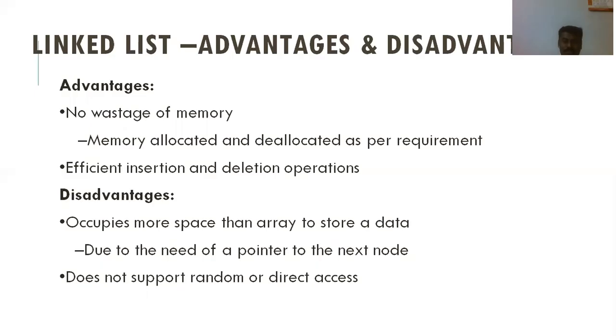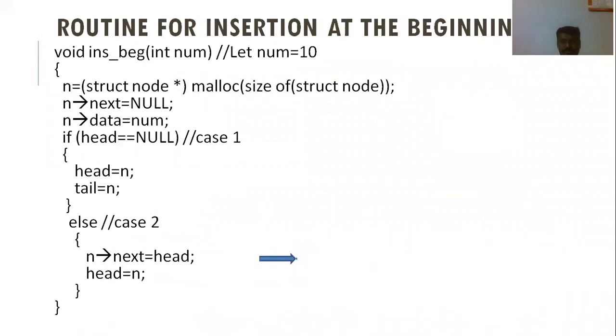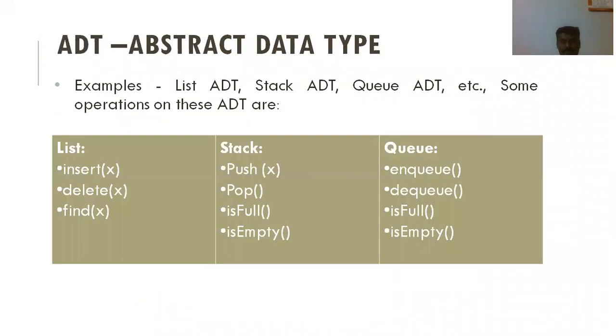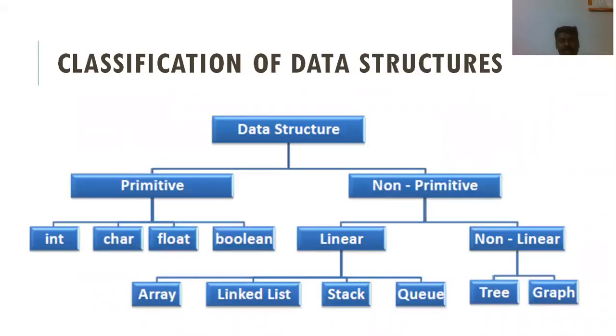Okay, these are the few important concepts of the linked list under the basics of data structures. Now I'm going to review the few important concepts under data structures. A data structure is a way of organizing, storing, and editing data in relation to each other. Based on relation, you can store the data in your memory locations. Data structures have two important types: primitive and non-primitive. Under primitive, you have integer, character, float, and boolean. Non-primitive has linear and non-linear data structures. In non-linear you have tree and graph.